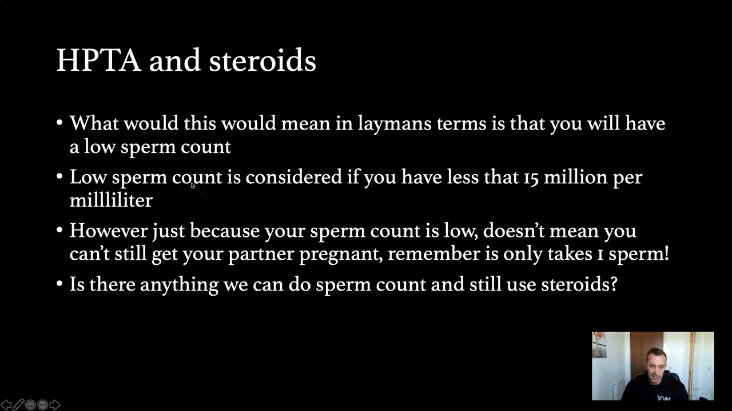A low sperm count is considered if you have less than about 50 million sperm per milliliter, thereabouts. However, just because your sperm count is low, it doesn't mean that you can't still get your partner pregnant. As Dr. Dean said to me, it only takes one sperm to swim up, hit the egg, boom, and then that's the job done.